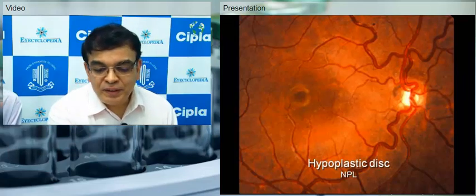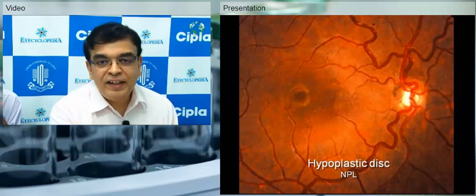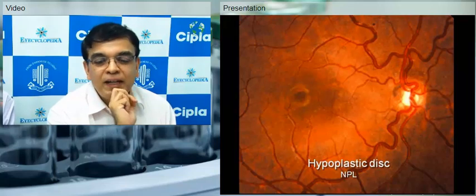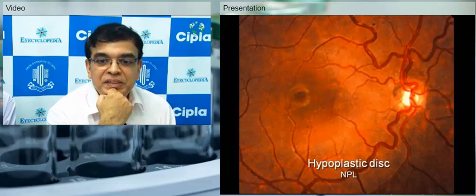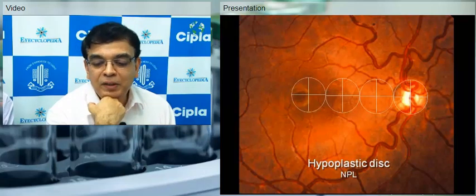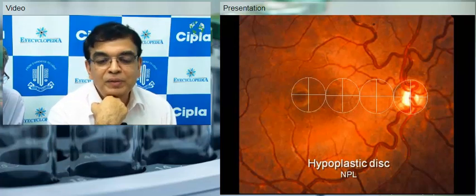This is a patient who had hypoplastic discs and no perception of light in this case. And I'll give you one simple tip here which you can use for clinically looking at a disc hypoplasia. If you remember, as students, we used to be told that the fovea is about 2.5 disc diameters away temporally. So if we draw a circle around this particular optic disc and then transpose it across, you can see clearly that this fovea is not 2.5 away, it's a little further beyond. It's almost close to 3 disc diameters.